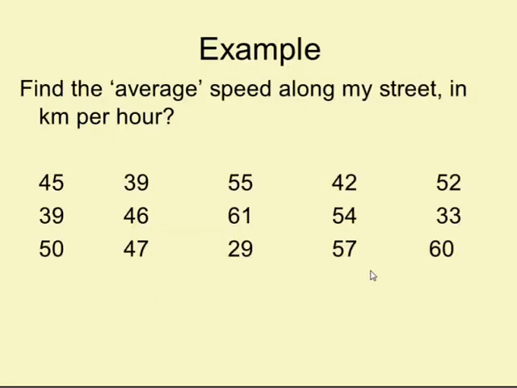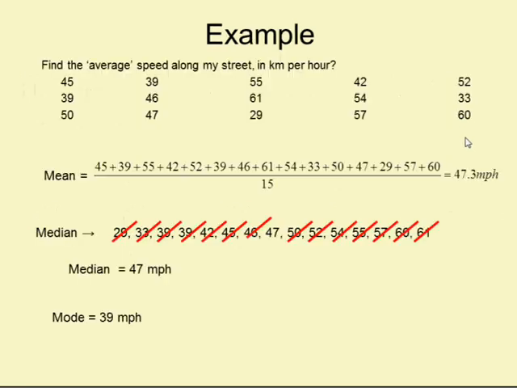Okay, here's another example. I live on a kind of busy suburban street, and I want to know the average speed of cars along my street in kilometers per hour. I recorded 15 different cars with my radar gun that I own. I don't know how I got these numbers, but anyway, these are the speeds of the 15 different cars. I want to work out the average speed. Well, I've done it all for you.